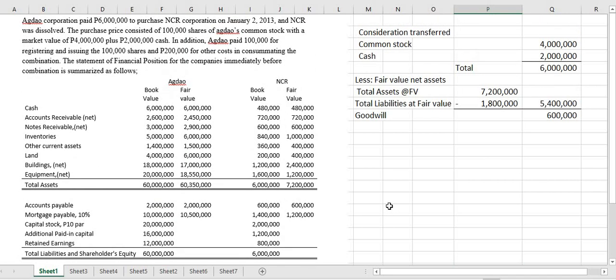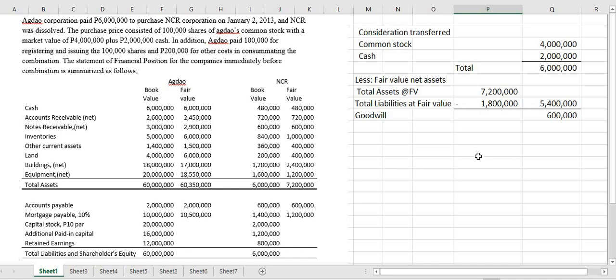But before that, let's first compute the goodwill, so we know if the acquisition resulted in a goodwill or a bargain. The acquirer is Agdao, and the acquiree is NCR. That's why Agdao is the legal entity or the surviving company, and NCR is the entity or company that will be dissolved. To compute for goodwill, that's consideration transferred less the fair value of the net assets.